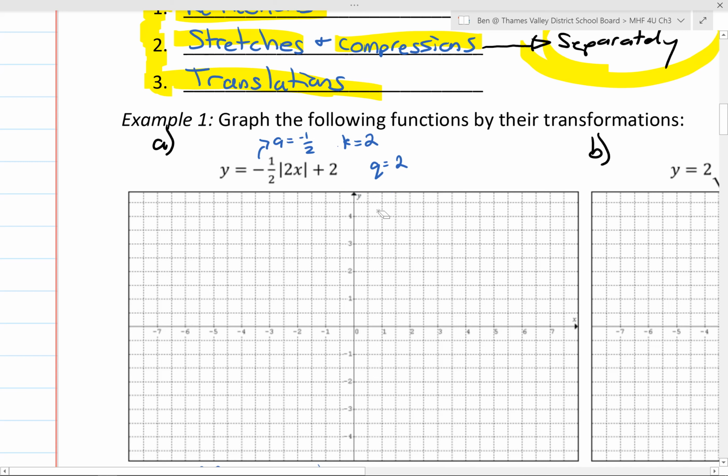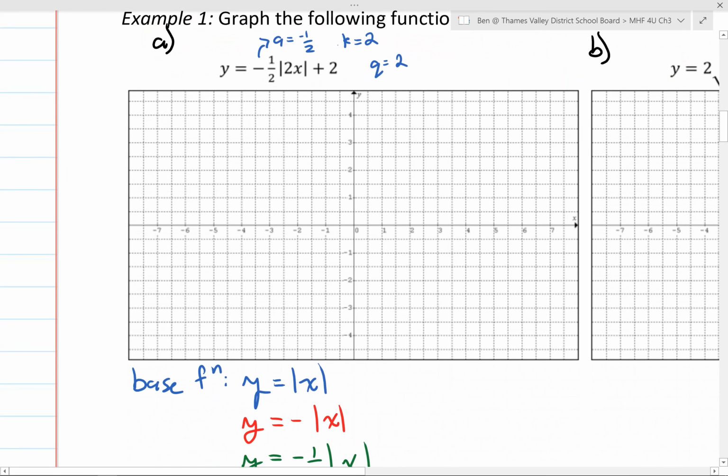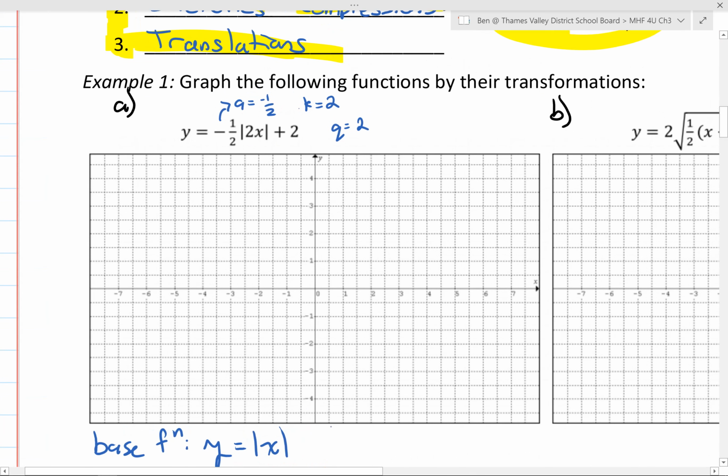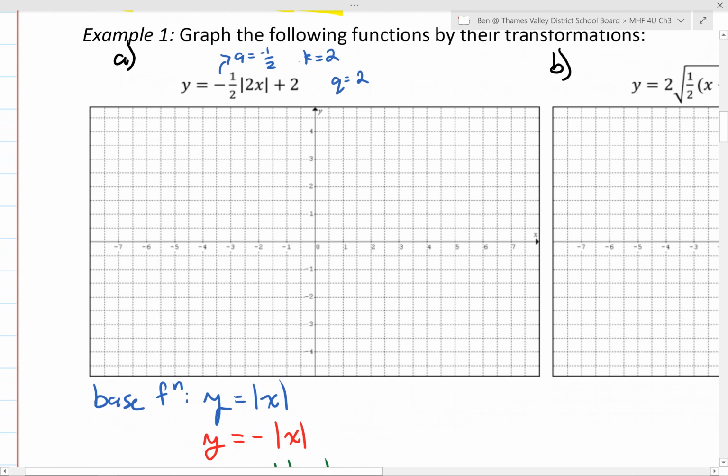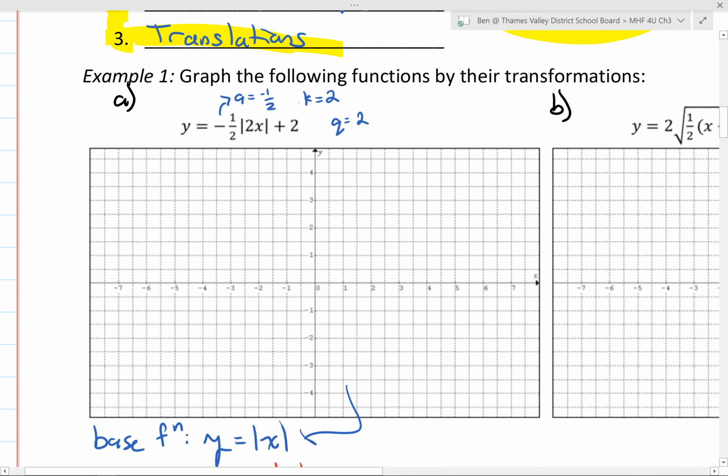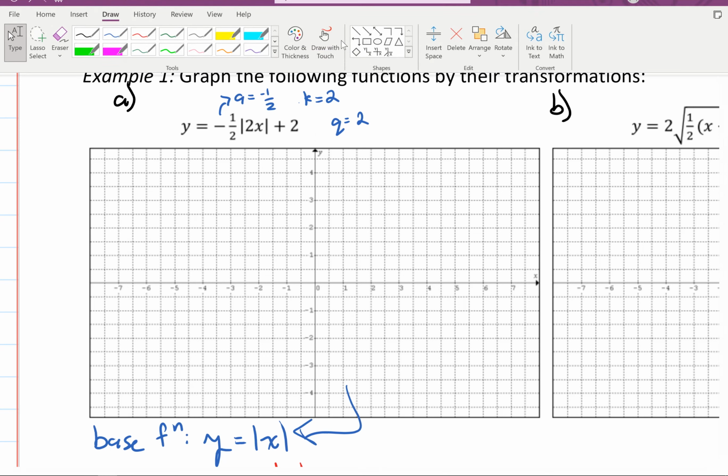We don't necessarily care about that. We just care about which transformations are going on. And before then, we care about which base function we're working with. So this base function here is y equals the absolute value of x. You can see where we're going to head next with these colors down here. So y equals the absolute value of x. We're going to start off and we'll sketch that first.